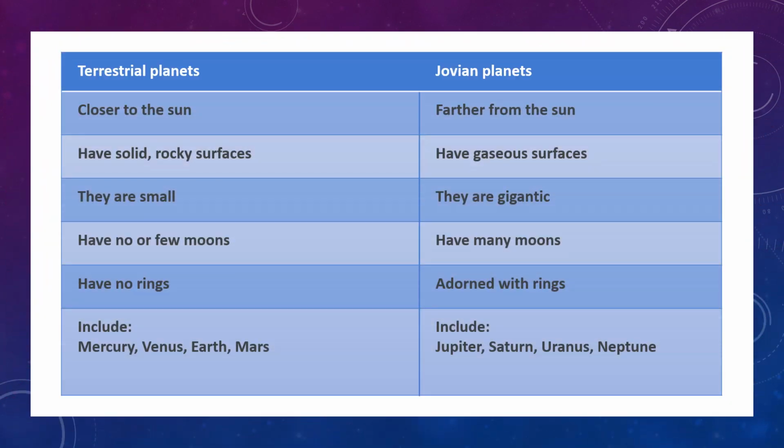Let's quickly hunt the differences between terrestrial planets and Jovian planets. Well, terrestrial planets are closer to the sun. They have solid rocky surfaces. They are small, have no or few moons. They have no rings, and they include Mercury, Venus, Earth, and Mars. The Jovian planets, on the other hand, are farther from the sun. They have gaseous surfaces. They are gigantic, have many moons, and they are adorned with rings. They include Jupiter, Saturn, Uranus, and Neptune.